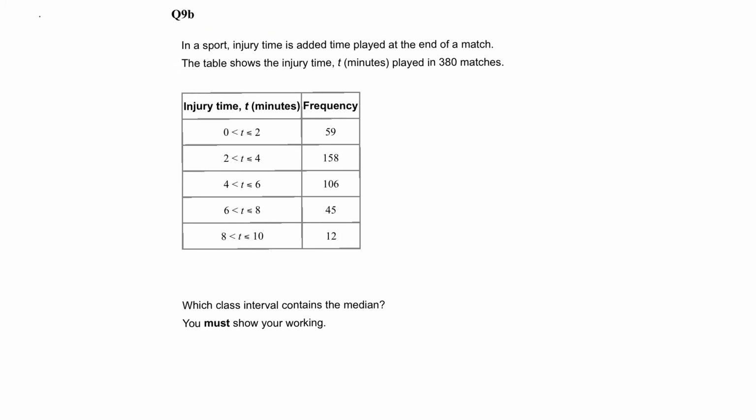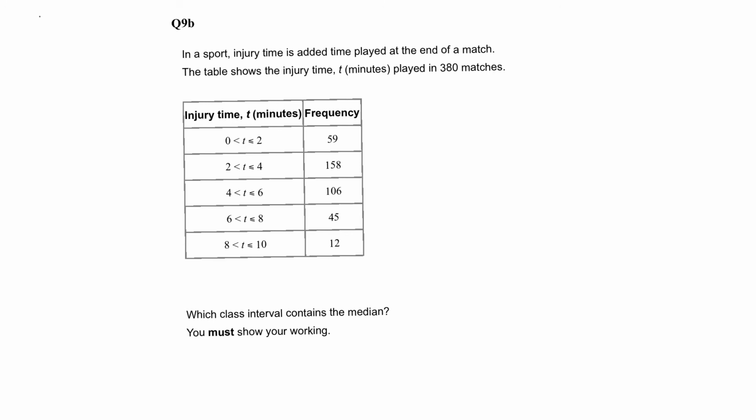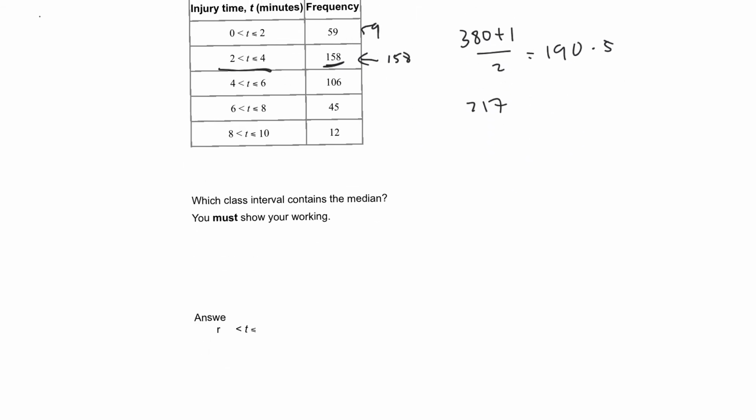Then again, they're showing the same table, but this time it wants us to work out the class interval that contains the median. So to work out your median, you always do the total plus 1 divided by 2, which is 190.5. So we need to see where roughly a frequency of 190.5 is lying in between. And I say it's lying here because if you have a look, you've got the 59 and then 158. So if you add 59 plus 158, you get 217. So we can see it's roughly falling in between this range, so between that class interval. So I'd say between the 2 and the 4.